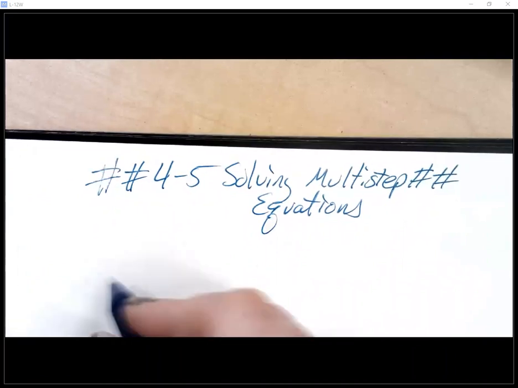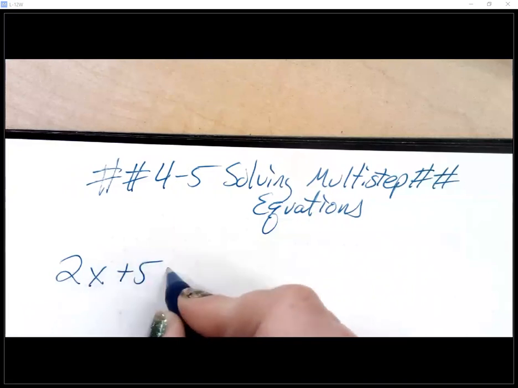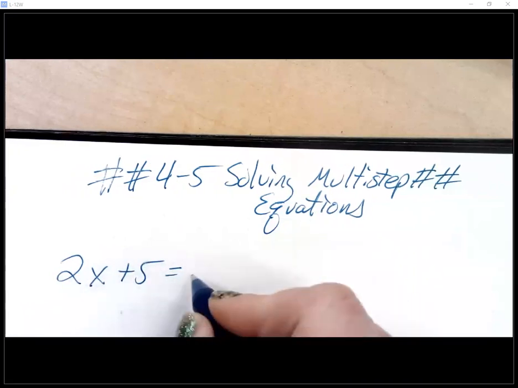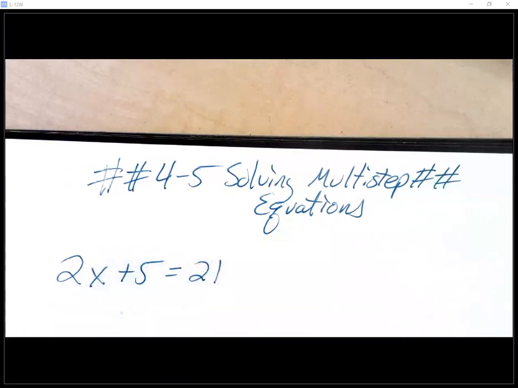Something like 2x plus 5 equals, let's go with, I don't know, 21. My goal is still the same. I still want to get x by itself. But now if you look, there's 2 things that I have to worry about, the 2 and the 5. We mentioned this when we were first solving equations.